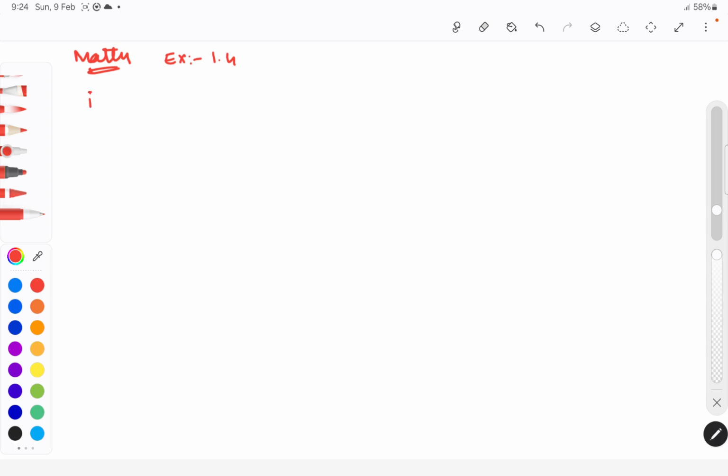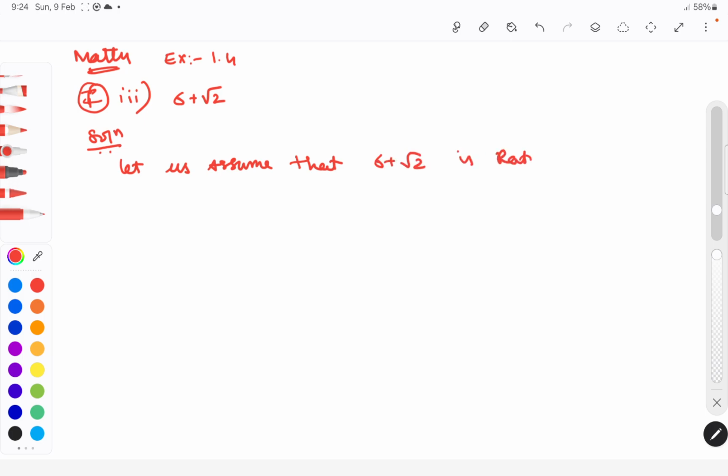Yeah, so exercise 4.1, question number three, first bit. Here we need to prove that 6 plus root 2 is an irrational number. First of all, we should consider it as a rational number. So let us assume that 6 plus root 2 is a rational number.